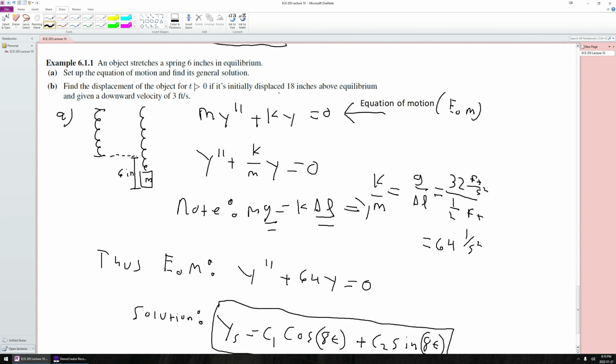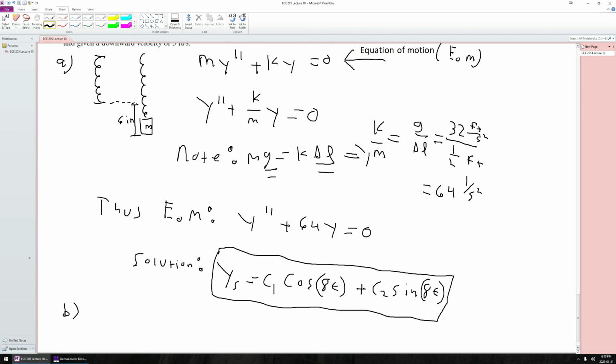Well, the displacement tells me what y will be initially. Here this is saying initially I'm displaced 18 inches above it, so I can say initially y of 0 is simply going to be my 18 inches divided by 12 to convert it to feet. So in this case, this will simply be 1.5. Again, I need to convert this to feet because everything over here with this k over m had units in terms of feet.